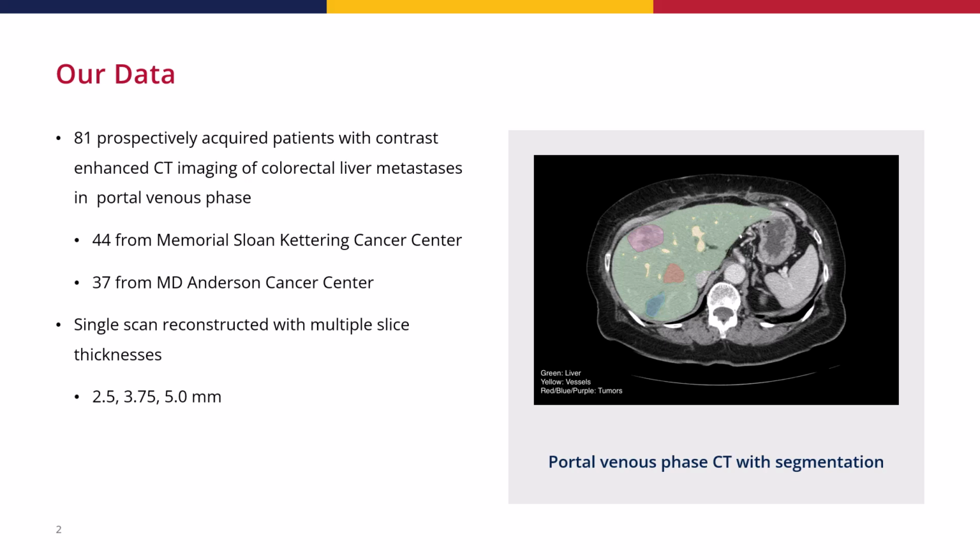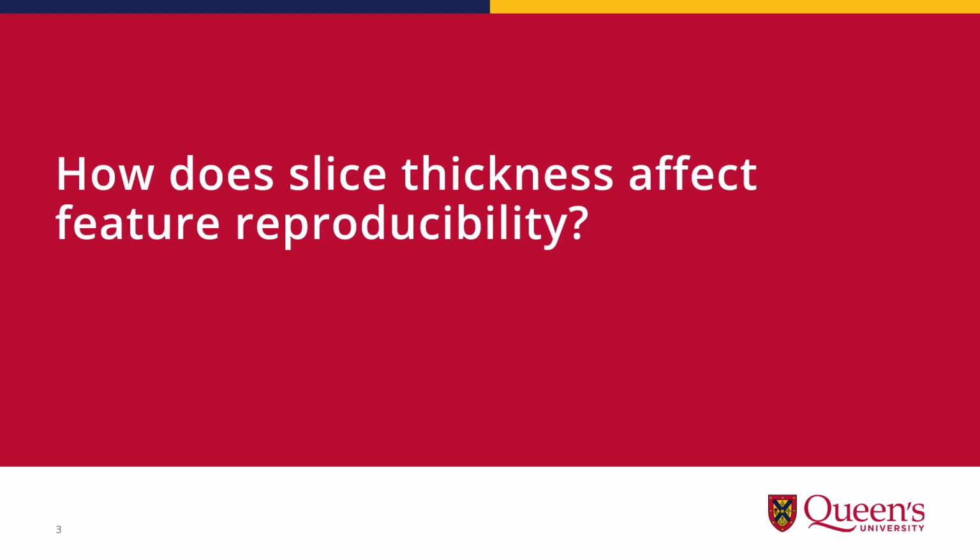In this presentation, I'll consider a few key questions, and throughout, I'll use the concordance correlation coefficient, or CCC, to measure feature agreement across different slice thicknesses. The CCC is a coefficient which ranges from -1 to 1, with larger values indicating better agreement. So first, how does slice thickness affect reproducibility?